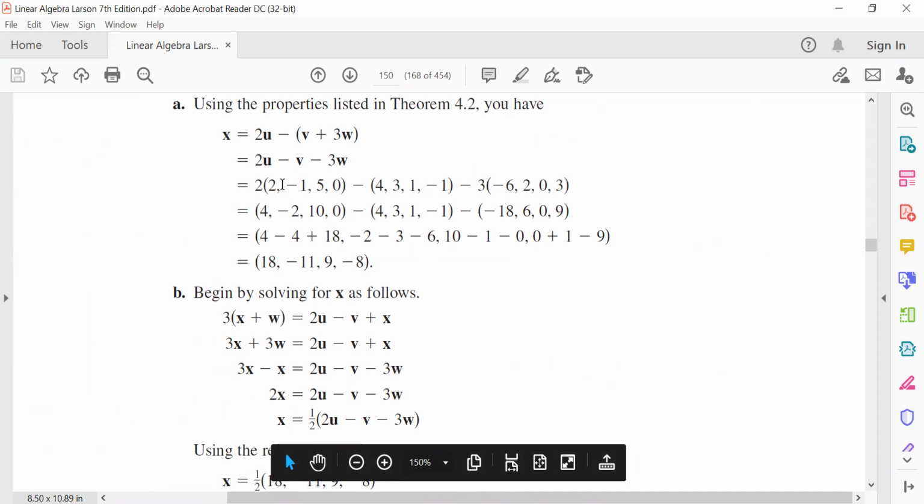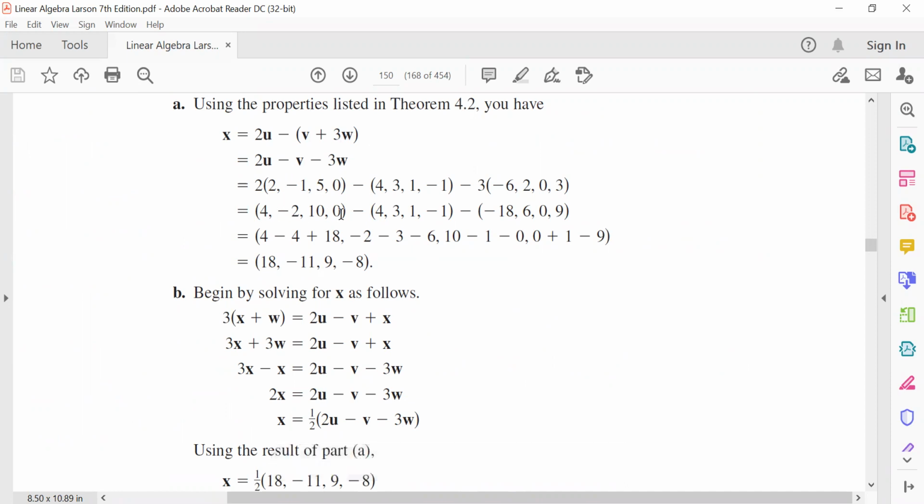So 2U is 2 times that, which gives me this guy right here. I'll distribute the negative just like with regular subtraction, because the distributive property works. And so now I get minus the V vector and minus the 3 W vector. And now I just simplify all these and add them component by component. So 4 minus 4, don't forget there's a negative there, minus negative 18. So that's 4 minus 4 plus 18, and so on and so forth until I finally get 18, negative 11, 9, negative 8, which is what you should have gotten.